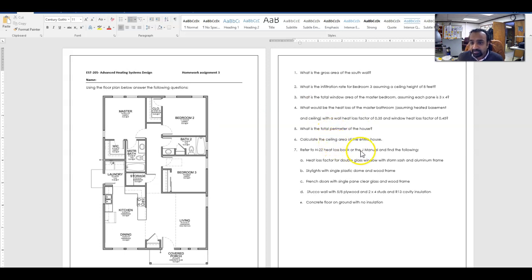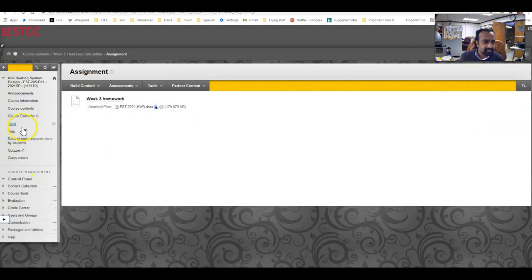Calculate the ceiling area for the entire house. So it's going to be very easy. Length by width, and you multiply those, and this will give you the ceiling area. Refer to the heat loss book or the G manual if you have the G manual, or you can use the H22 book, for the heat loss factor from the glass window. So this is just practice for you to know how to use the heat loss book. Okay, hopefully this makes sense.